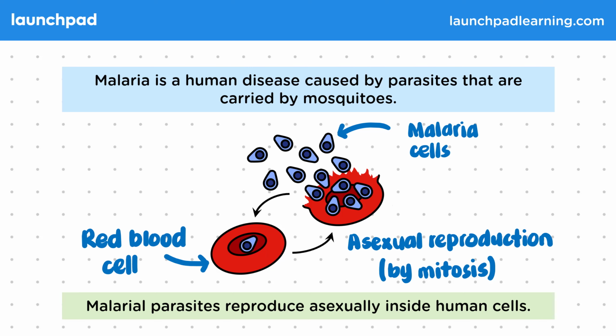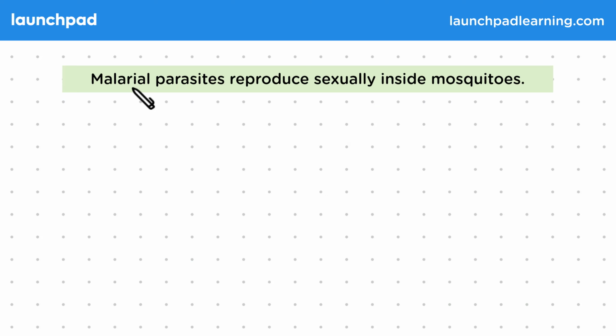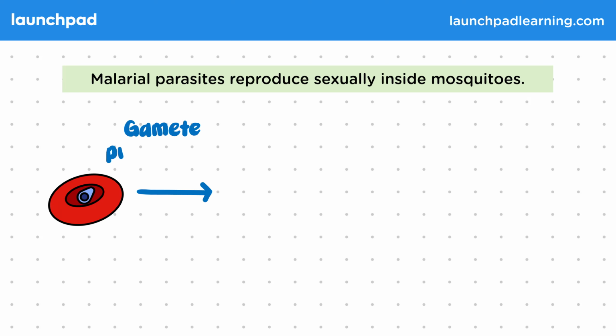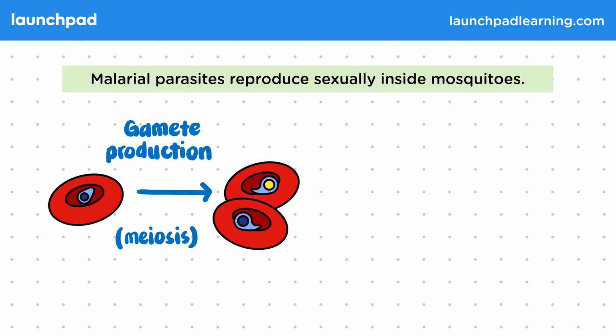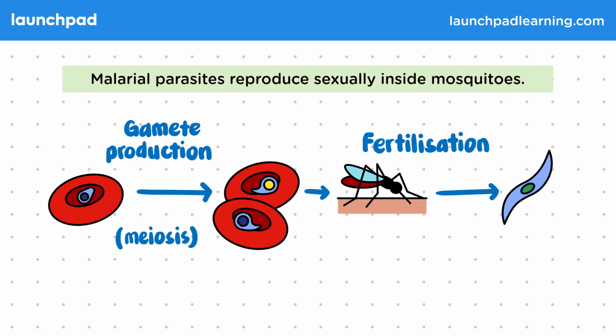How do malarial parasites reproduce inside the mosquito? Malarial parasites reproduce sexually inside mosquitoes. So the protist develops gametes. It does this via meiosis. Although the male and female gametes are produced inside humans, they can only join together in fertilization inside the mosquito. This produces a new malarial parasite. Are there any other examples that you need to know about?